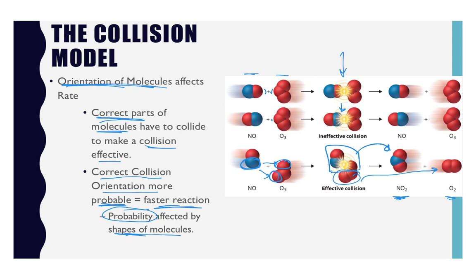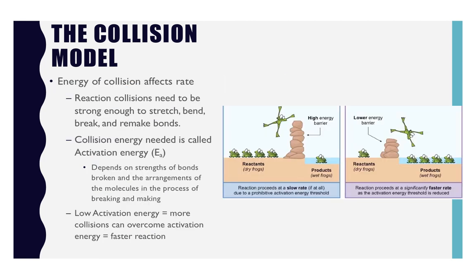If you have simple molecules, like the ones depicted here, the chances of this nitrogen hitting an oxygen that's on the end are fairly high, much higher than if we had a much more complex molecule where you had to get specific parts of it to run into other specific parts of it. So again, shapes and sizes of molecules are going to affect how often a collision will be in the correct orientation. The third thing that affects the rate is the energy of the collision.